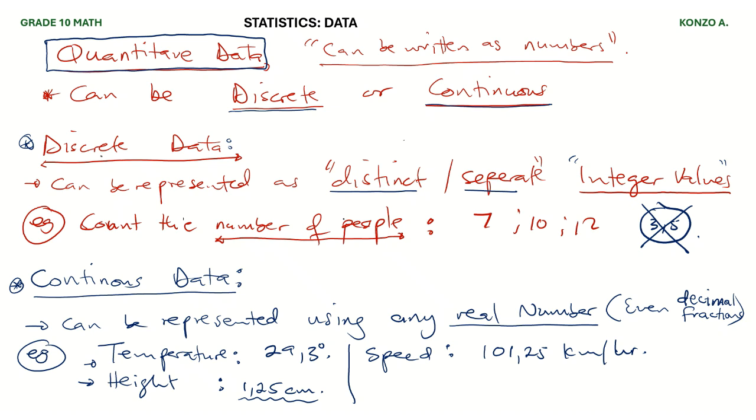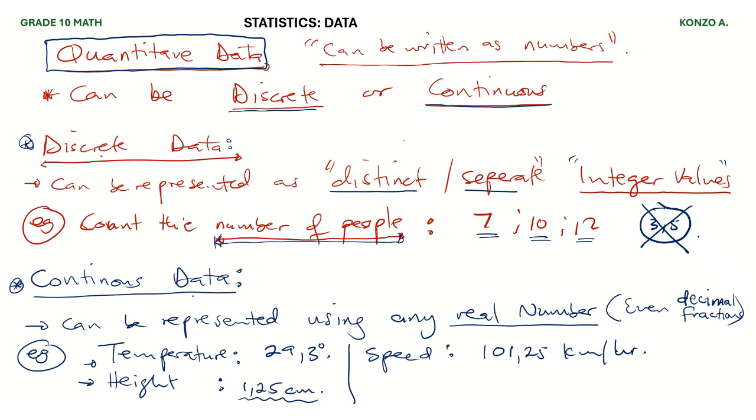For example, the number of people. You can count this number of people, and we can always expect to get an integer value like 7 or 10 or 12. We can't, however, expect to get an answer like 3,5 people. That would be absurd. That would be ridiculous. So we don't expect any commas here. That's why we specifically say integers. So discrete data is data that you can represent as an integer.